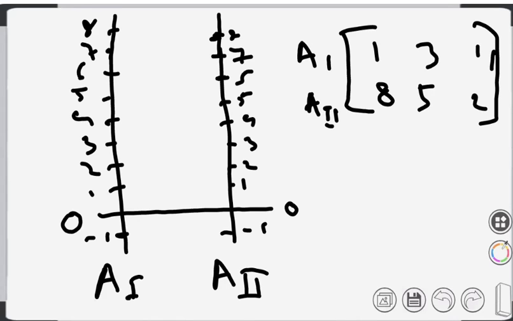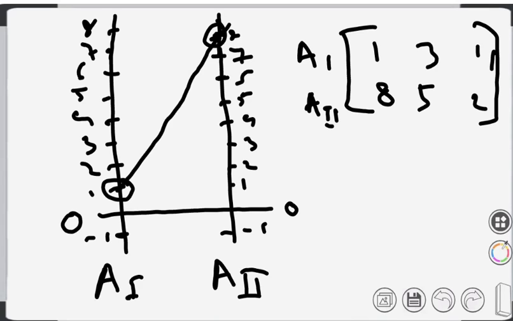Now we'll plot like this. Look at the values for the first column. What are the values? 1 and 8. A1 is 1 and A2 is 8. So A1 is 1 here and A2 is 8 here. I'll join these 2 points with a straight line using a scale. Please join the two points, 1 and 8.